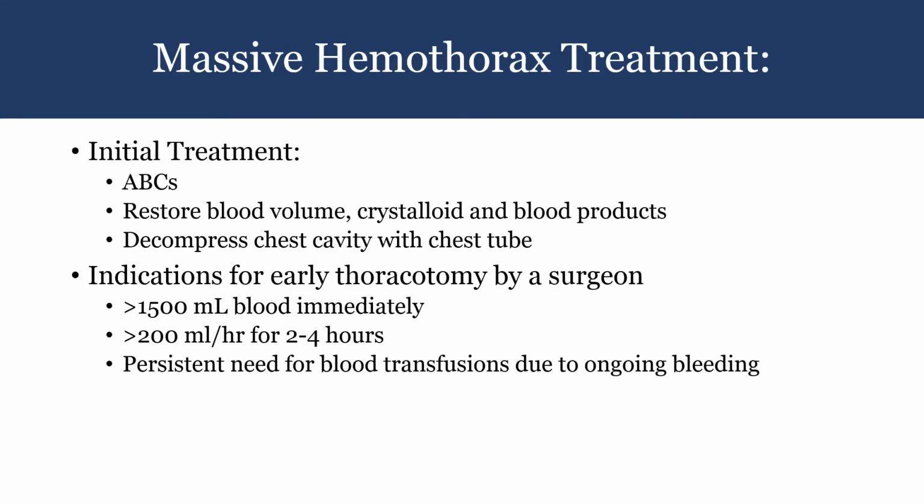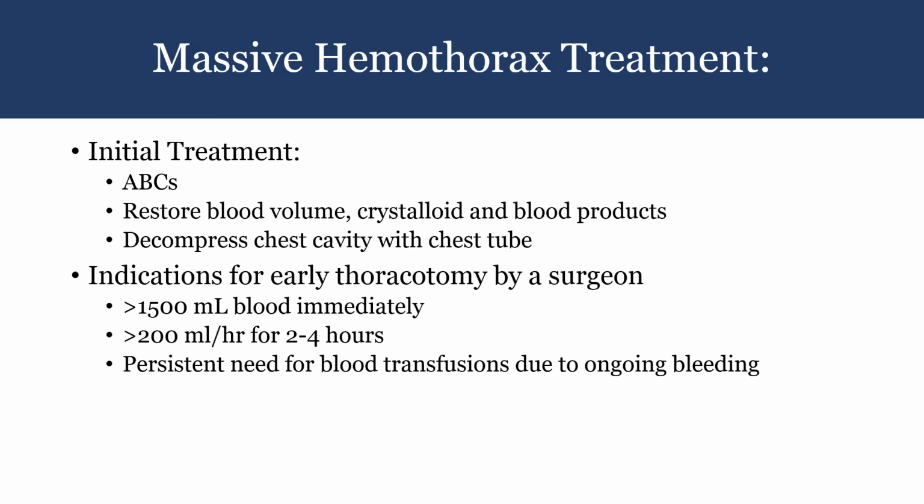How do we manage massive hemothorax? One is our initial treatment. Always remember our ABCs, as we said: airway, breathing, and circulation. And then we want to aim at restoration of the blood volume, because this patient has lost significant blood, 1.5 liters of blood. So we want to restore blood volume with crystalloids, and preferably, if we can, with blood products. And then we decompress the chest cavity with a chest tube as immediately as we can.